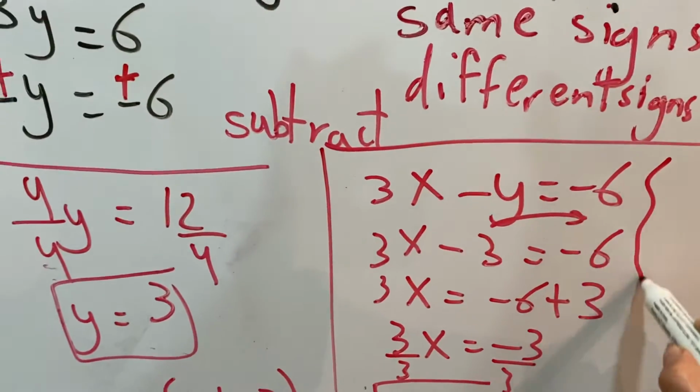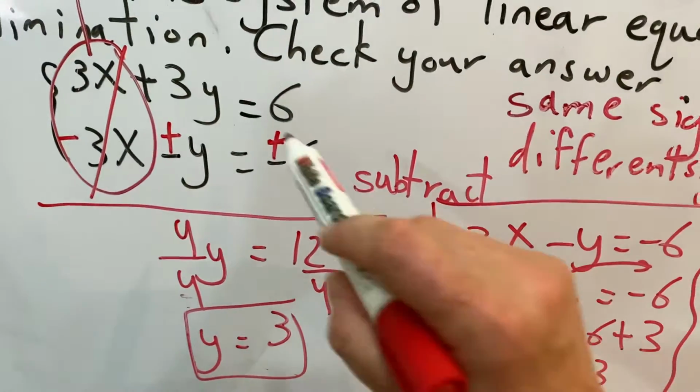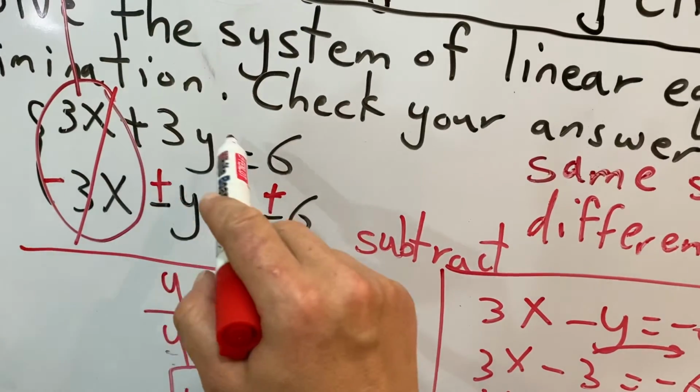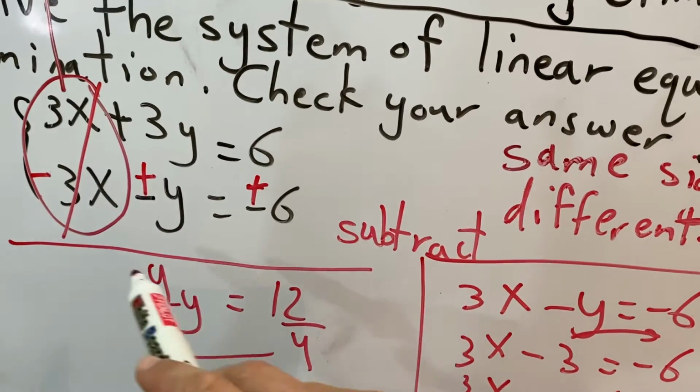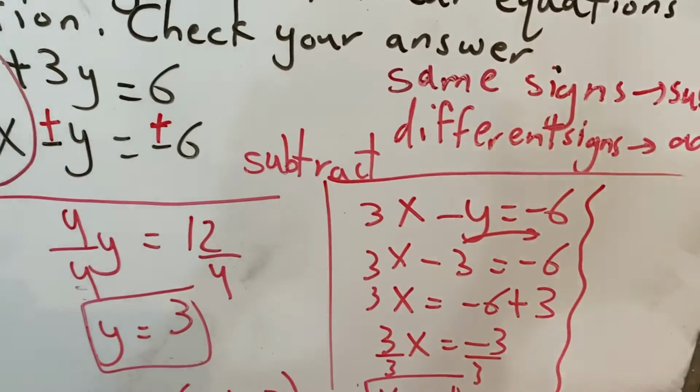So how do I check my answer? I have to replace the x and the y that I found already in the first and in the second equation. If I replace the x and the y in the first equation, the answer should be 6. And if I replace them in the second equation, the answer should be negative 6. So I will replace and I will check.